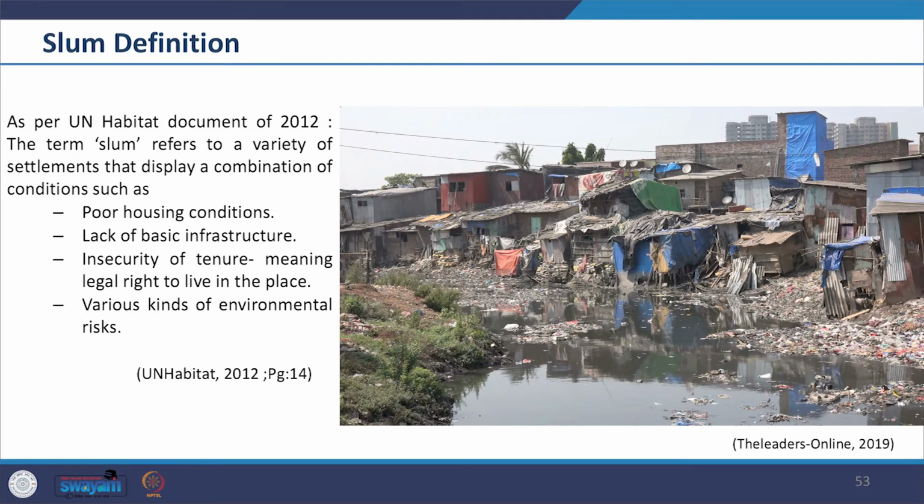Now let us try to understand the term slum. As per the UN Habitat document of 2012, the term slum refers to a variety of settlements that display a combination of conditions such as poor housing conditions, lack of basic infrastructure, insecurity of tenure, meaning they do not have legal right to live in the place in which they are living, and various kinds of environmental risk in the place where they live.